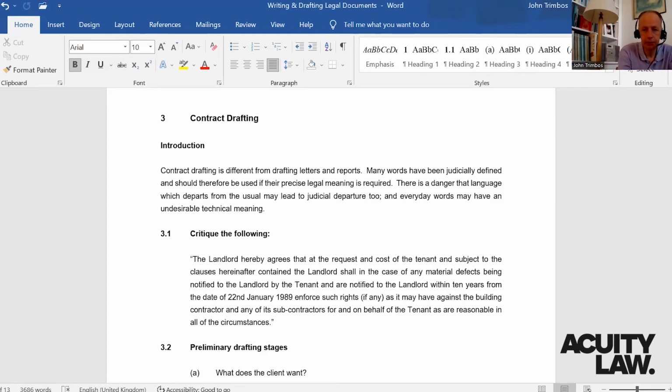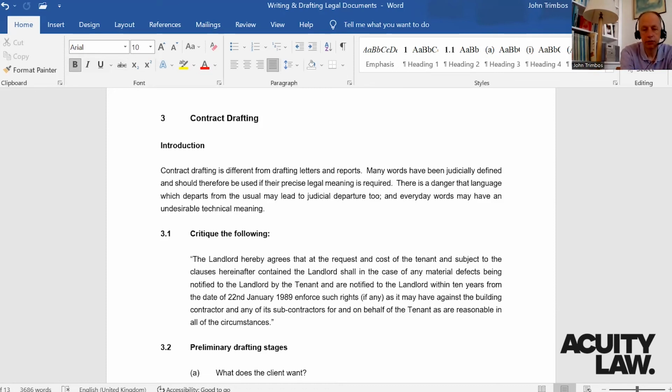So that's 3 points. Moving on to line 4, which takes a lot of time to say not very much. First of all, stylistically, it's passive voice. So it talks about material defects being noted to the landlord by the tenant in the passive voice and are notified to the landlord. So let's say it again. But that's me being facetious, by the way.